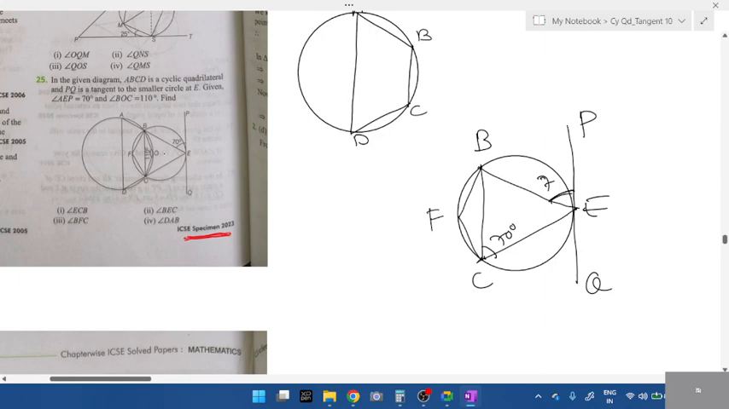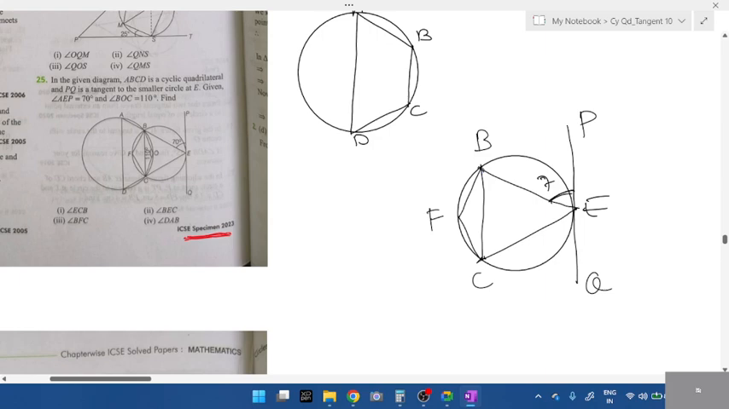Angle BOC is 110. Okay, it's a very lengthy one. Angle AEP, 70 they have given. Yes, BOC. Where is BOC, student? It's in the smaller circle as well as the bigger one, right? So we'll do one thing. We'll first take it in the smaller circle and try to complete.